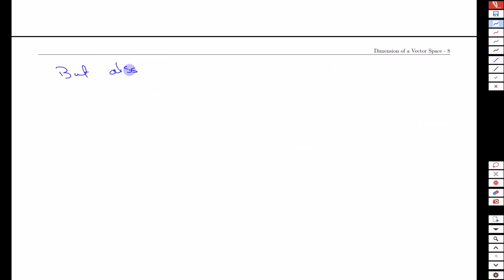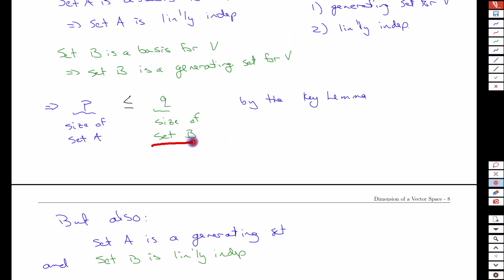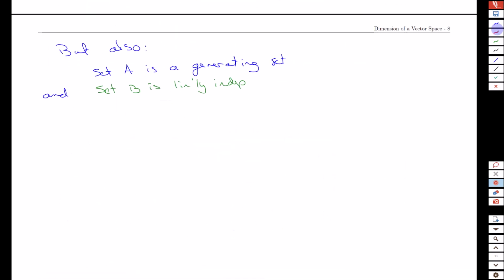But also, set A is a generating set, and set B is linearly independent, and so by the key lemma, again, that states the relationship between the counts of any two sets that happen to be linearly independent and a generating set, we're going to apply the same thing here. Set A is the generating set, set B is linearly independent. So A is the generating set this time, and it's going to be the larger size.